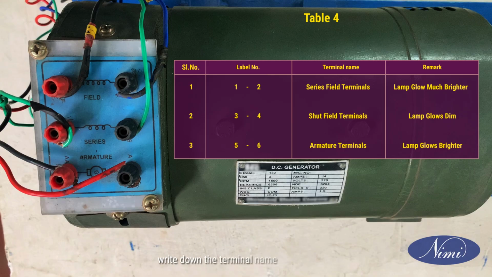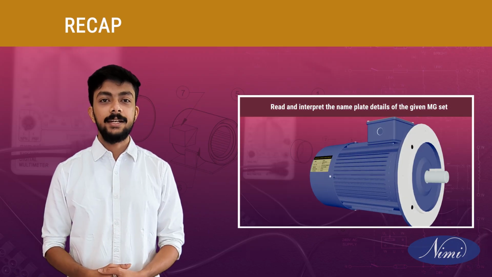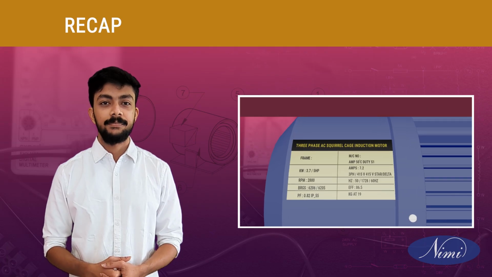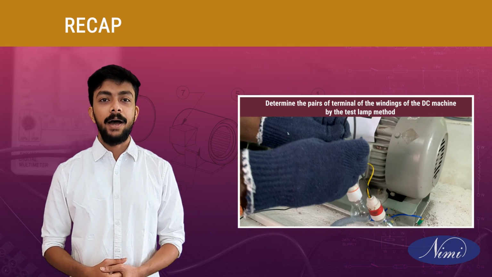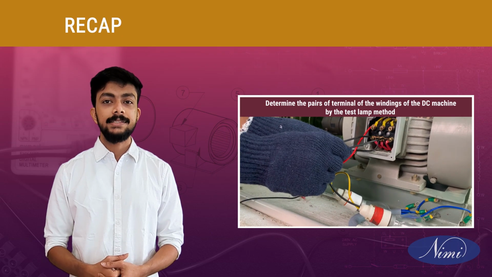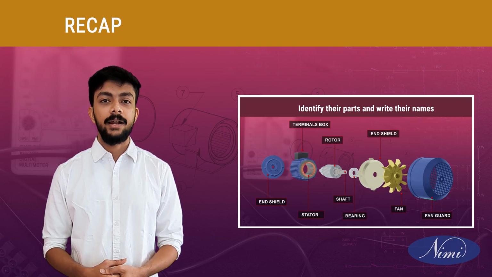Write down the terminal names of DC generator. Now you have learned to read and interpret the nameplate details of the given MG set. Determine the pairs of terminals of the windings of the DC machine by the test lamp method. Identify their parts and write their names.